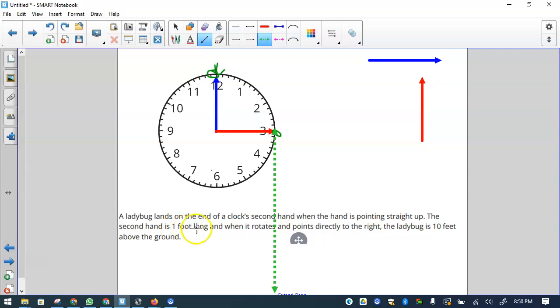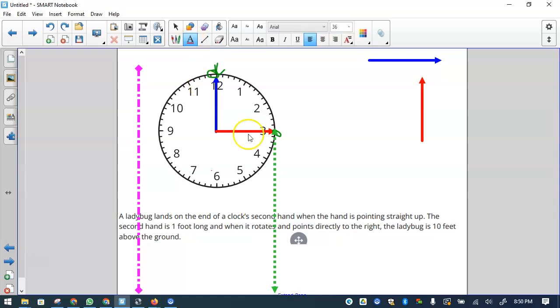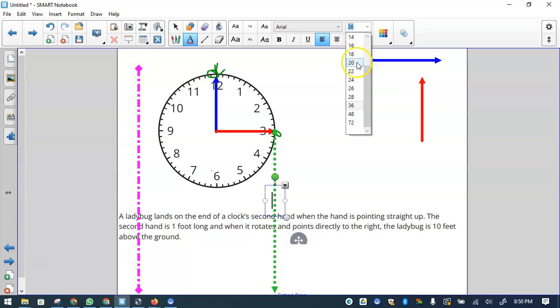The second hand is 1 foot long. So if this green one is 10 foot, then I'm going to use another dotted line. It means this part here, it was this one, right? And because this blue is 1 foot and this is 10 foot, let me write that down. So basically this is 10. This is 10 feet.